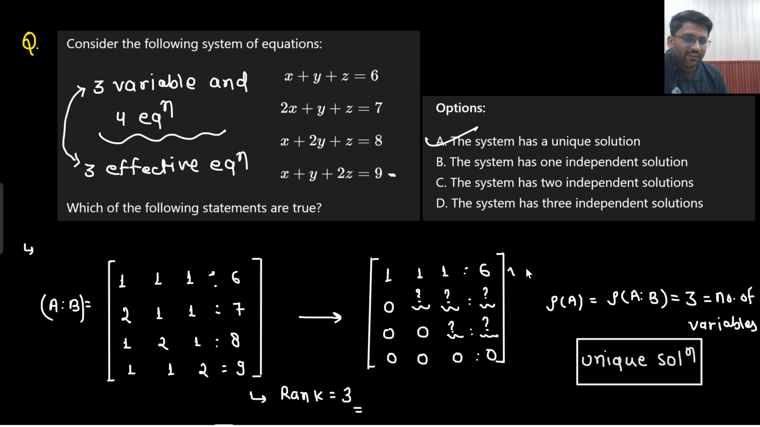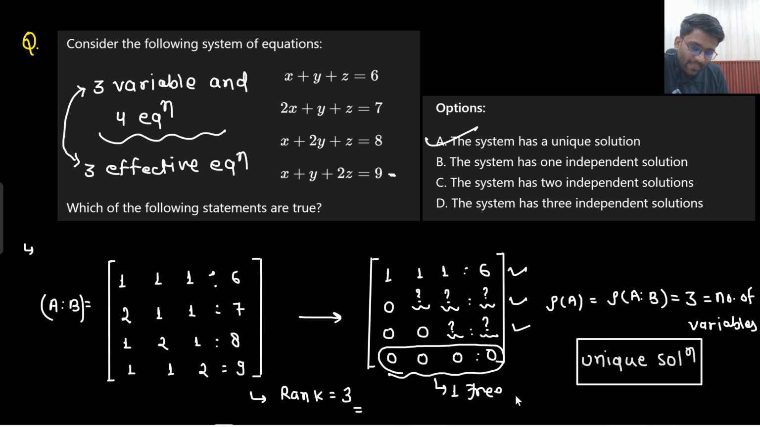Okay. So this is also an effective equation, this is also an effective equation, this is also an effective equation. This is all 0, so 0 equals 0 is not an equation. So three variables and three effective equations. So the number of variables is 3. So an all 0 row doesn't mean that you will have one independent solution or one free variable. No, this does not mean that you will have one free variable. That makes no sense at all.